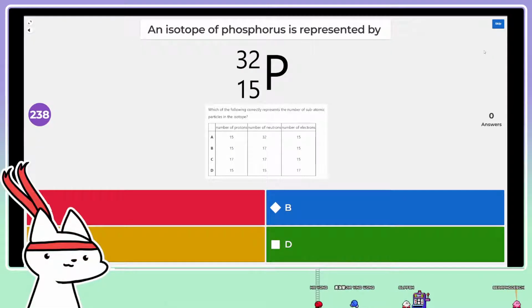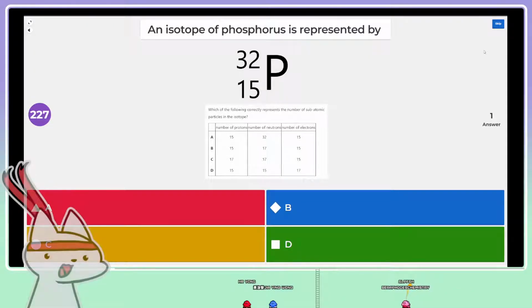An isotope of phosphorus is represented by 32 and 15. Do take note, don't try to memorize the position. Sometimes you can write the smaller number, 15, on top and 32 on the bottom. This is an older version of the way they write it.